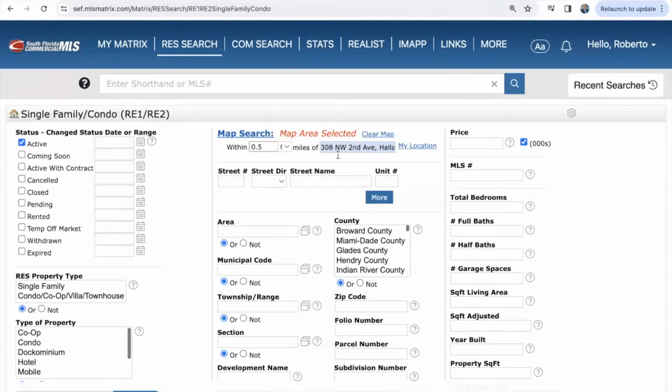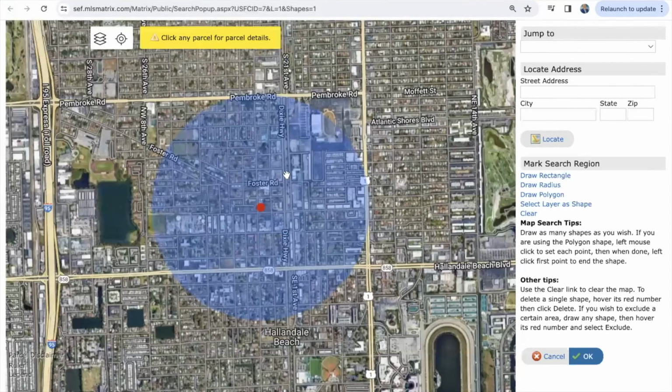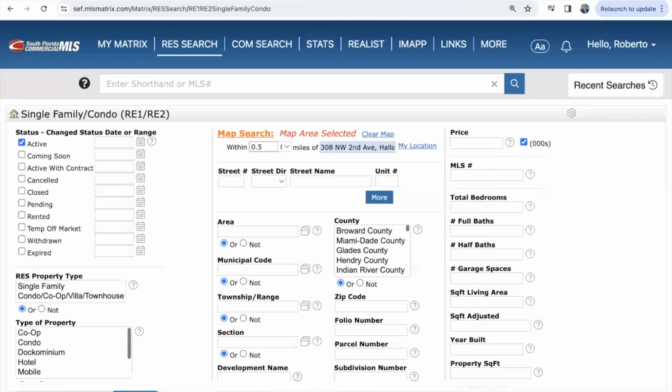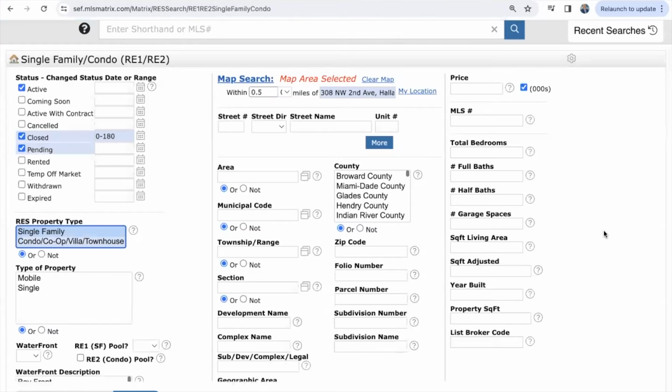All right, 308 Northwest. It's important that this actually happens, that you are able to see the property and that in red, it tells you map area selected. Because now I can go to the map and show you that we have identified the subject property. Next, you're gonna come here. We're gonna do active and closed and pending, and we're gonna do single family home. Now, what are the characteristics of the property? Size, size of the bathrooms. 3 bedrooms, 2 bathrooms. Okay.